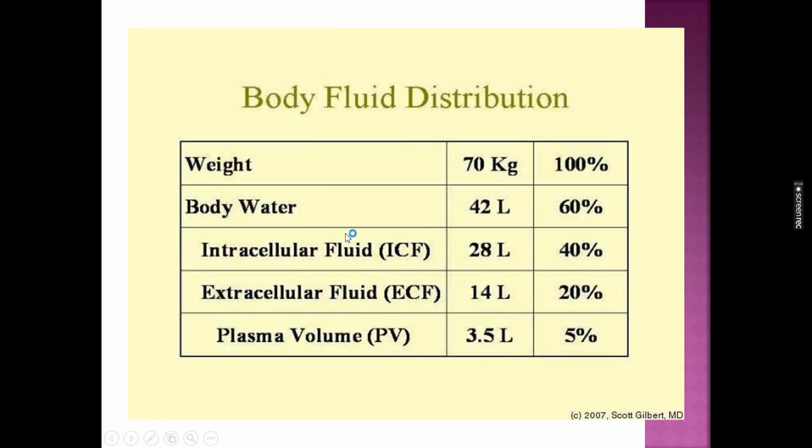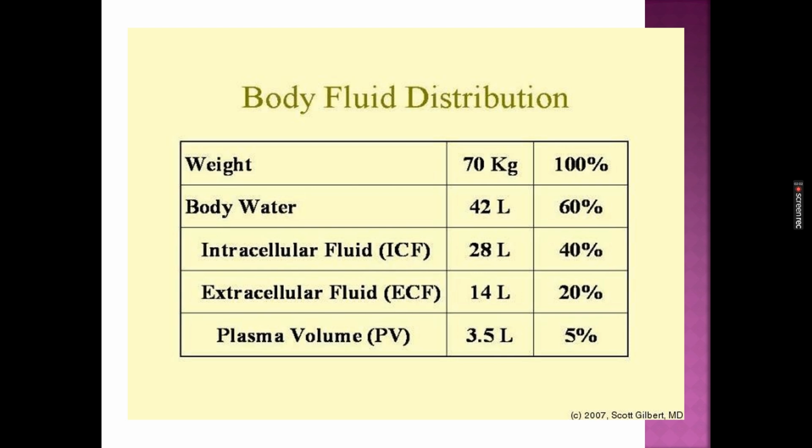Then body fluid distribution. If we see body fluid distribution, the fluid is present in the intracellular compartment, extracellular compartment, and some is the plasma volume. So if we take a 70 kg person, they will have 42 liters, that is 60%, then 28 liters, 40%, 14 liters, that is 20%, and 3.5 liters plasma volume.